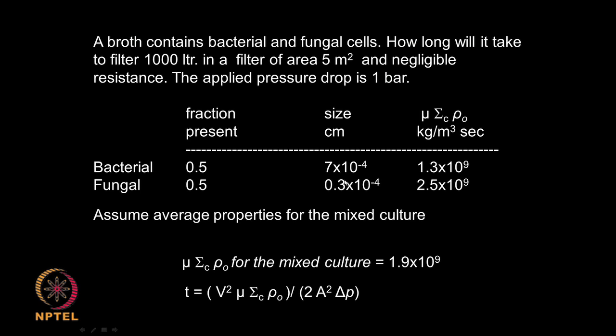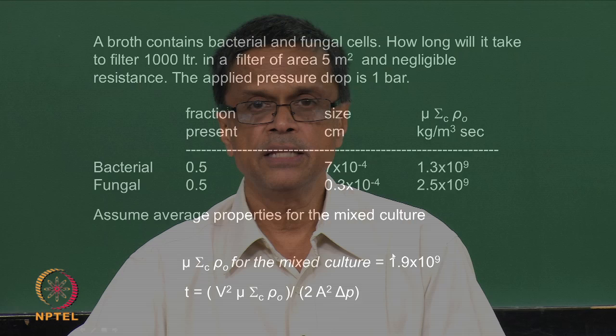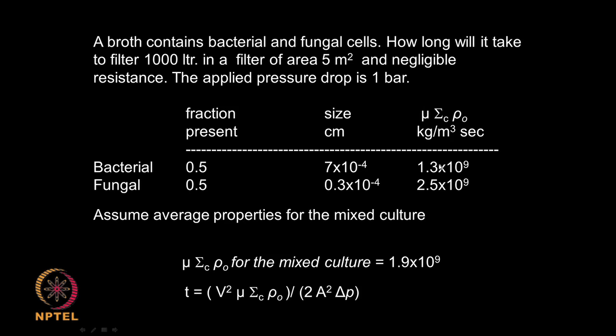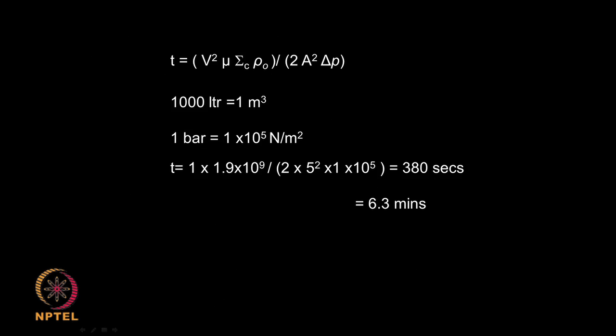So, we can take the average of these two as an average mu, sigma, rho naught, c, substitute here and calculate time. So, it is very simple. We are taking the average of the properties because we have 50-50. Depending upon the concentration we can take that particular weightage and do the calculation. So, if there are 2 or 3 or 4, we will take correspondingly the mu, sigma, rho naught in that particular ratio of concentration. So, we will end up with 6.3 minutes for filtering the mixture of these two bacteria.